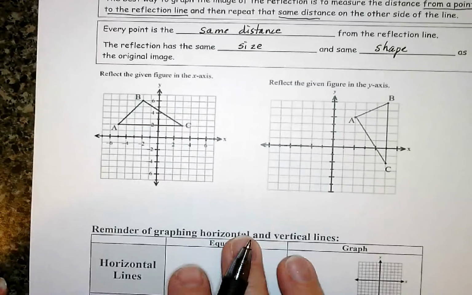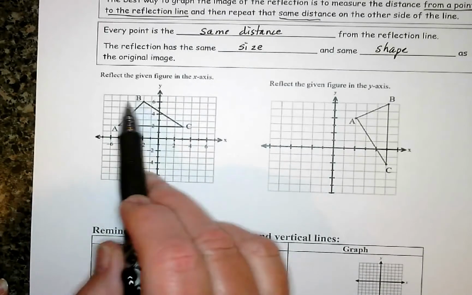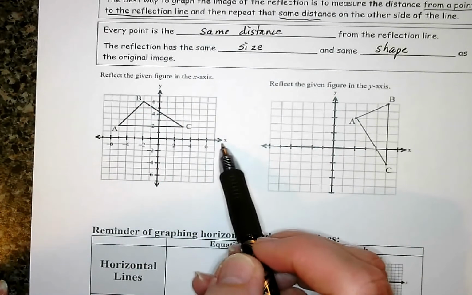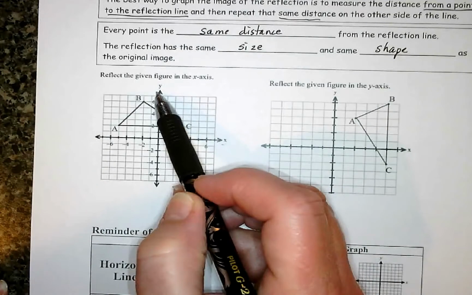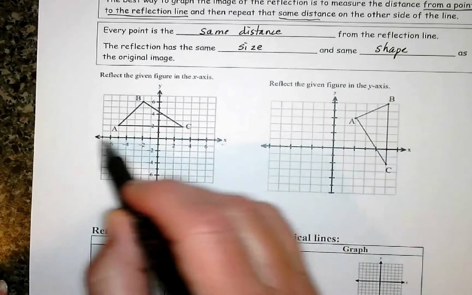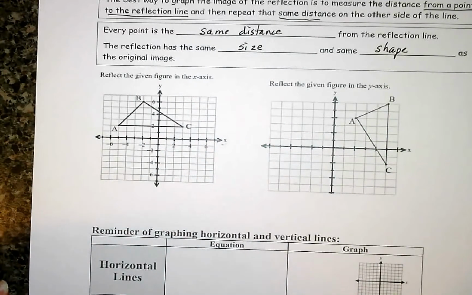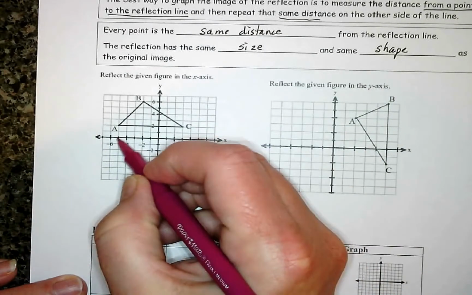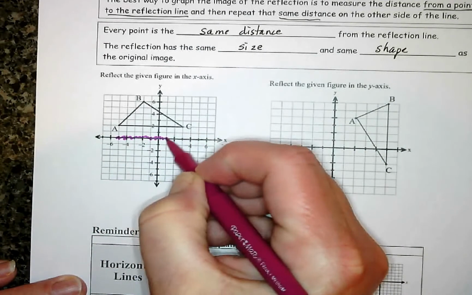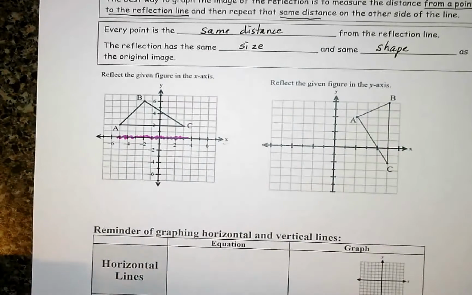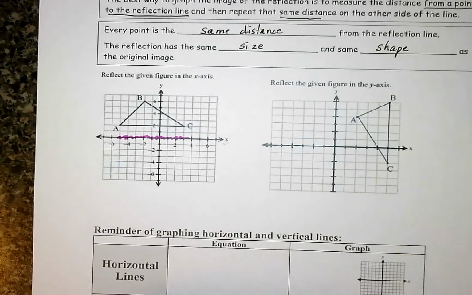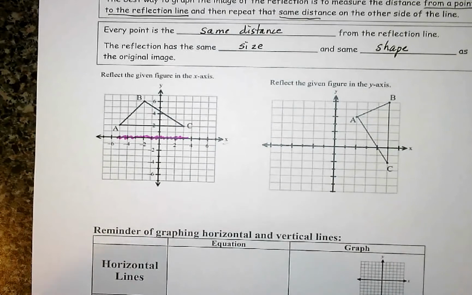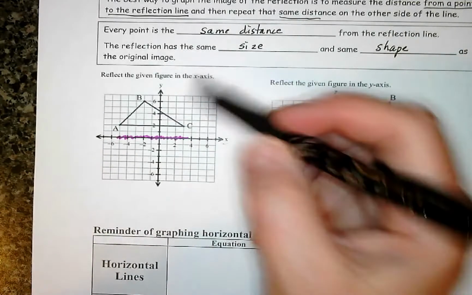So let's take a look at this first one here. Reflect the given figure, triangle ABC, in the x-axis. So again, x-axis, y-axis. This is what we want to do as our reflection line. Somehow you've got to figure out how you're going to remember that. I usually use either another color, or I use my pen or pencil and just squiggle that line, because it's easy with all these graph lines to get confused.